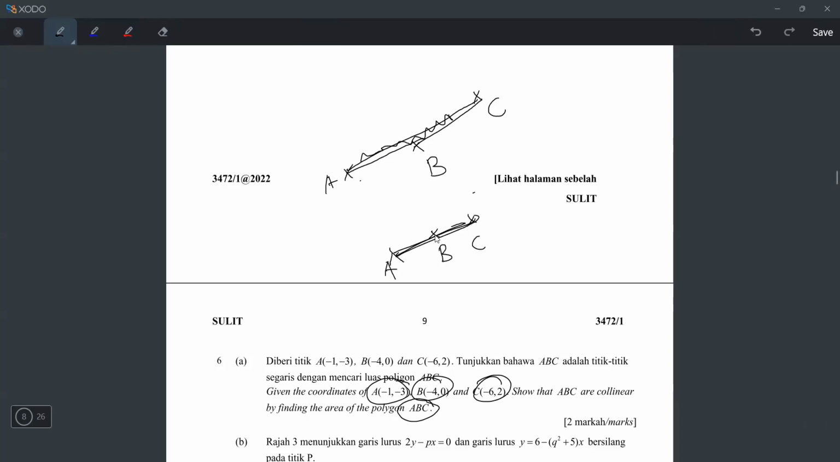But if I slightly adjust point B, just adjust it down a bit, then it's not collinear anymore. Or I adjust A, or I adjust C slightly, then it's not collinear anymore. Then it will look like a triangle, and the area is not 0 anymore. But they ask us to show that they are collinear by finding the area, which means the area will be 0. So let's try to find the area, and later you will get 0.